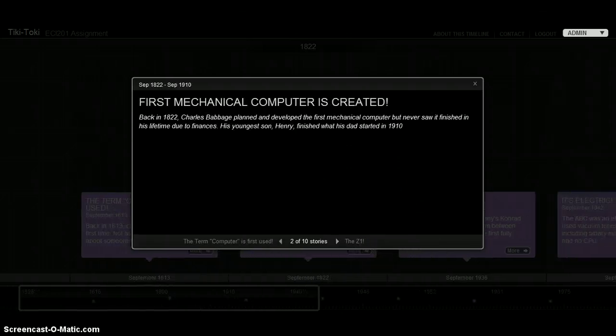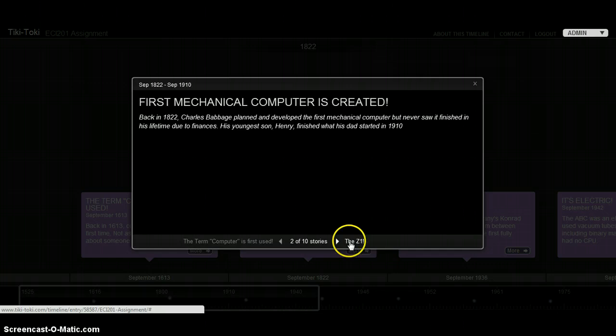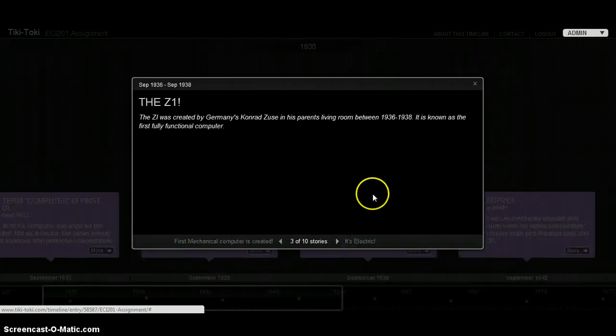Next up on our timeline is 1822, where Charles Babbage proposed and began developing the difference engine. The difference engine was considered to be the first automatic computing engine that was capable of computing several sets of numbers and making hard copies of the results. Due to his finances, however, he was unable to complete a full-scale version of this machine. But in 1910, his son Henry, who was his youngest son, actually finished what his dad started. So about 90 years later, his youngest son was able to complete what his dad had started.